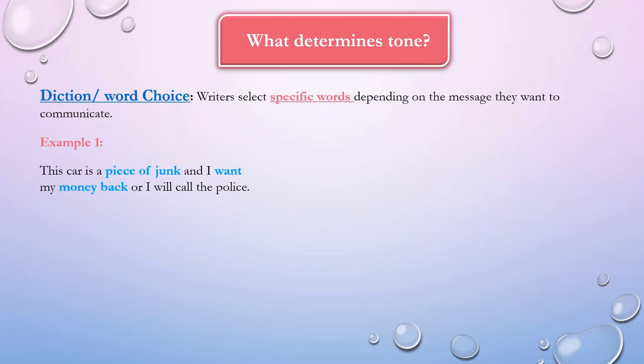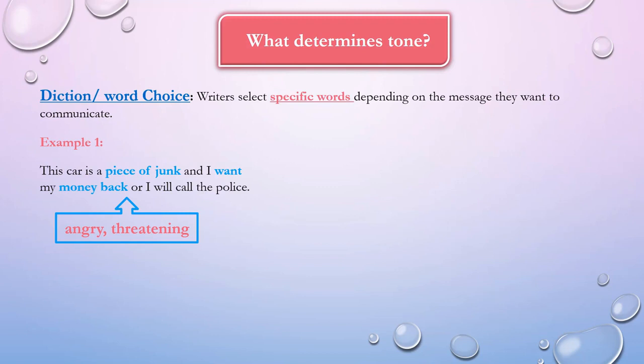This car is a piece of junk, and I want my money back or I will call the police. Now, if you notice here, the words in blue, piece of junk, want, money back, all of these show a specific feeling or specific tone. So what do you think the tone of this speaker is? Let's see here. So the tone is angry and threatening.